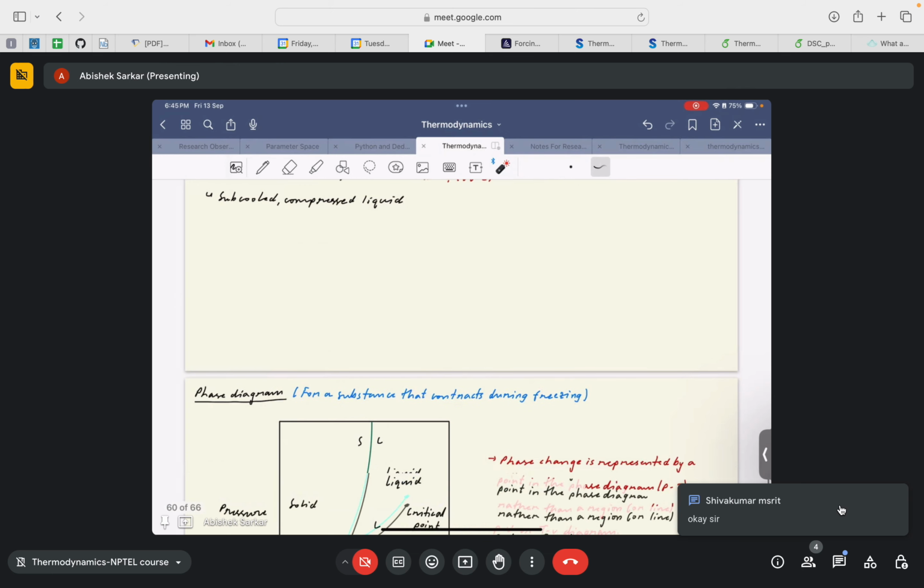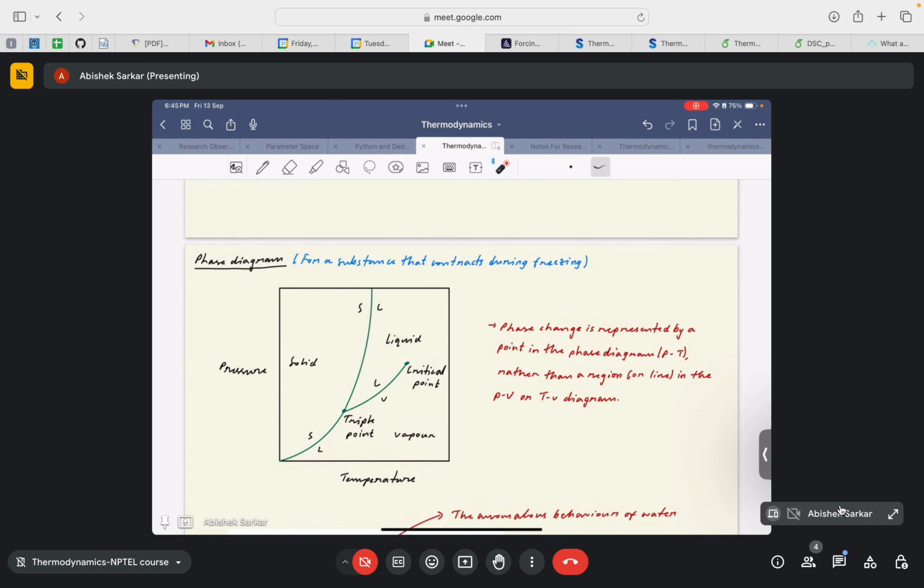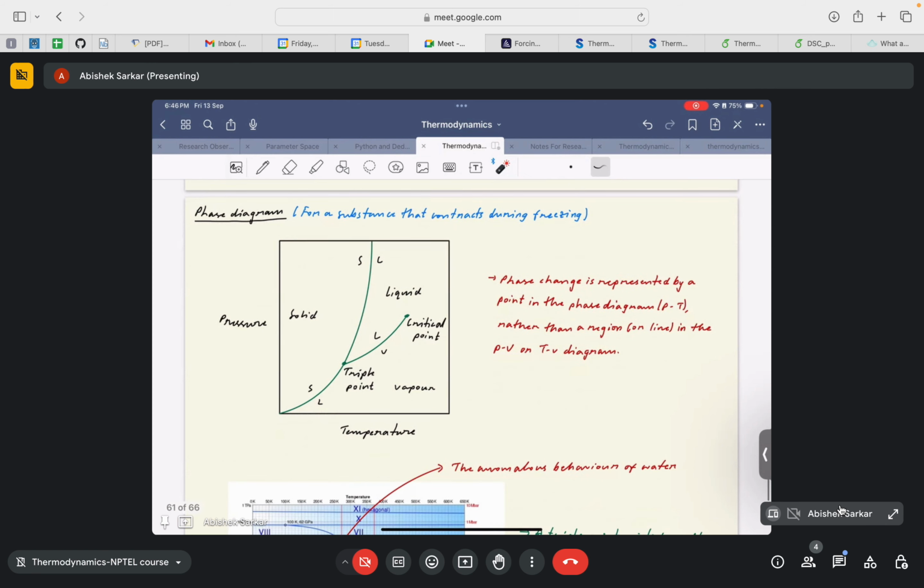So now the phase diagram. If you have any doubt on the phase diagram, you can ask me here. But I feel that Professor Anand took one entire lecture to explain this very properly, so I will just go on and discuss the key points in this plot. One very important point is that this diagram is not for water. It is for a substance that contracts monotonically during freezing.